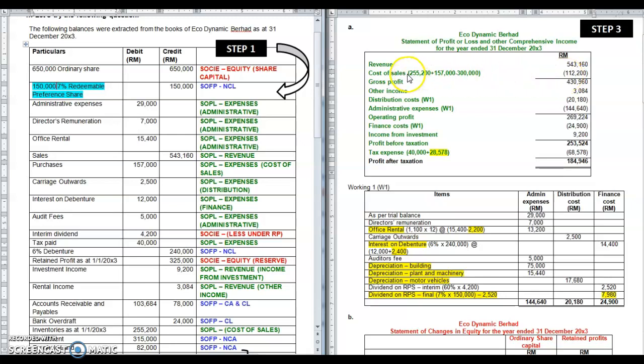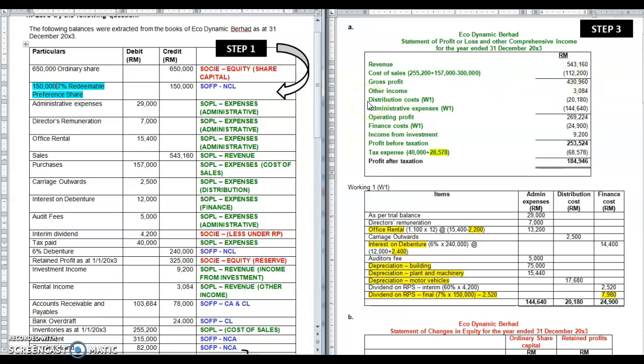Next, cost of sales. Since we don't have the item of cost of sales directly in the closing balance, we have to work it out, because we cannot put a single item on the face of the statement. We can only put the item of cost of sales. You have to memorize what we have learned in part 1. Cost of sales consists of the adjustment of opening balance, purchases and closing balance. That is the list. So here we have 112,200 ringgit. Then you will have the gross profit, followed by the rest.